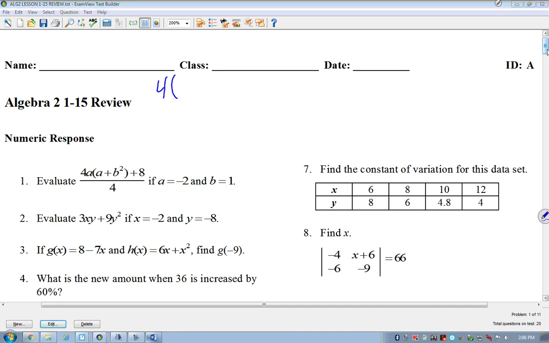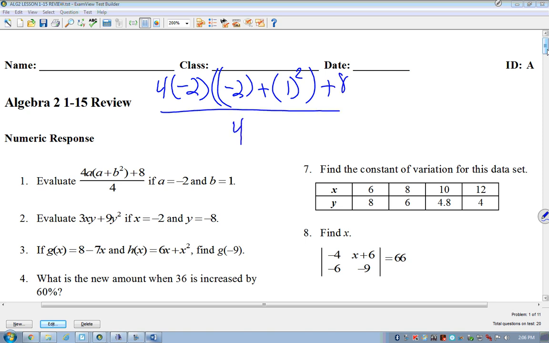Let's see. We have 4. We're going to plug in negative 2 in parentheses. I'm going to use kind of double parentheses here: negative 2 plus (1 squared), close that set of parentheses, plus 8, divided by 4. We want to stay inside here, so 1 squared is just 1, correct? Okay, so we have negative 2 plus 1. Negative 2 plus 1 is, I heard, negative 1, plus 8, all divided by 4.